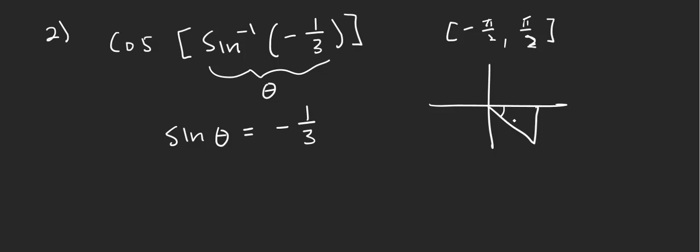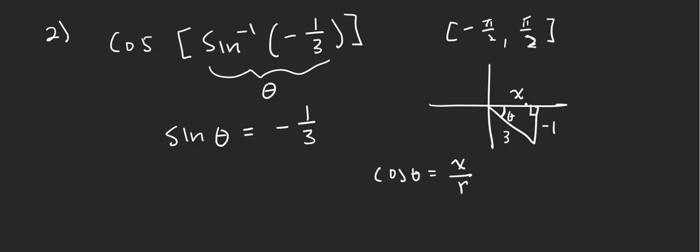And the definition of sine theta is y over r. So r is always positive, which is 3, and y is going to be negative 1. So this is the theta right here. Now, cosine of theta will be x over r. We know what r is. That's 3. But what is going to be x?